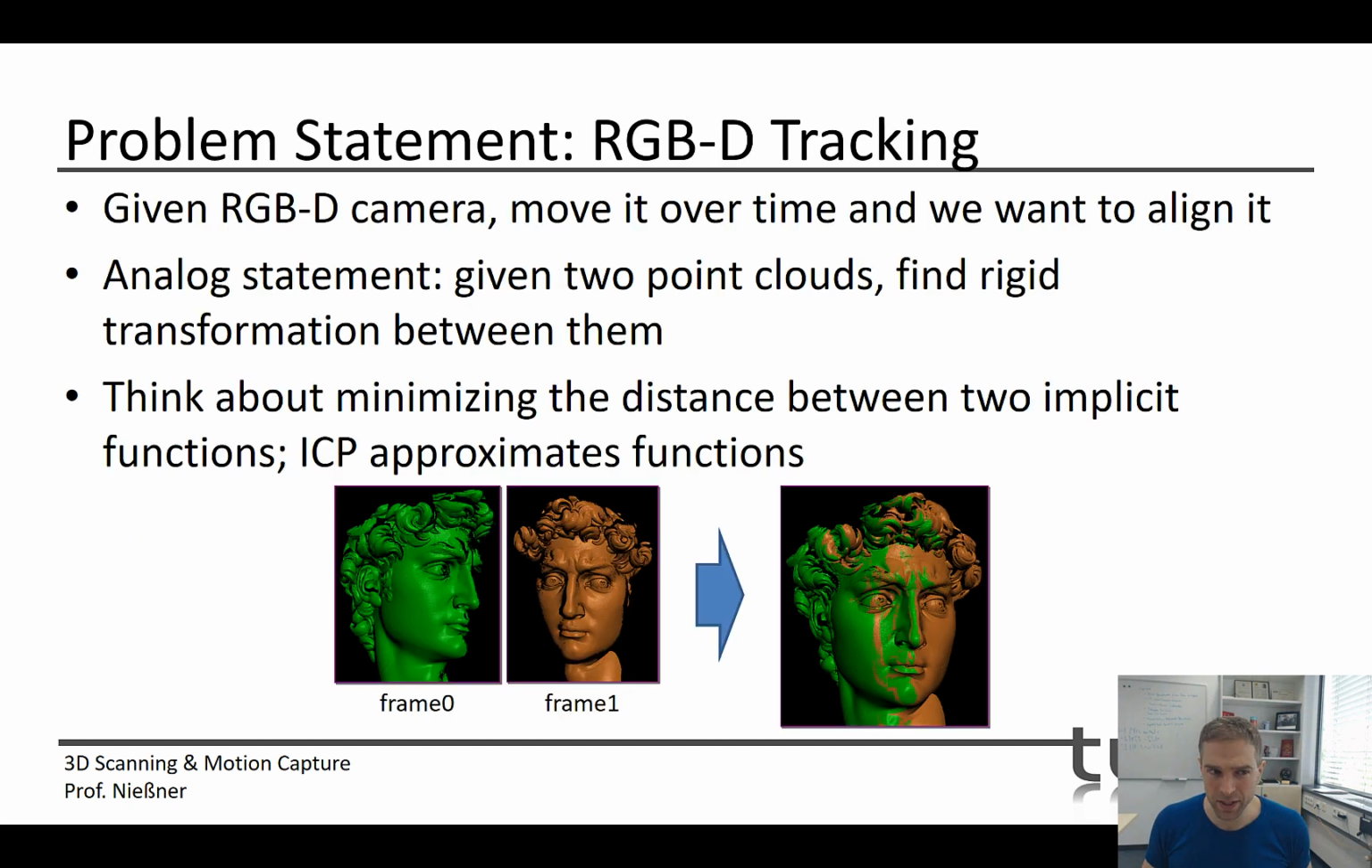So part of it I've already mentioned. Here I'm calling it RGBD tracking, but what I really mean is looking into the depth alignment between two frames. So given an RGBD camera, the goal is to move this camera around in space, and we want to know the relative transformation matrices to these camera positions. This is an analogous statement to saying, give me two point clouds, find the rigid transformation between those point clouds. And this is actually the same thing.